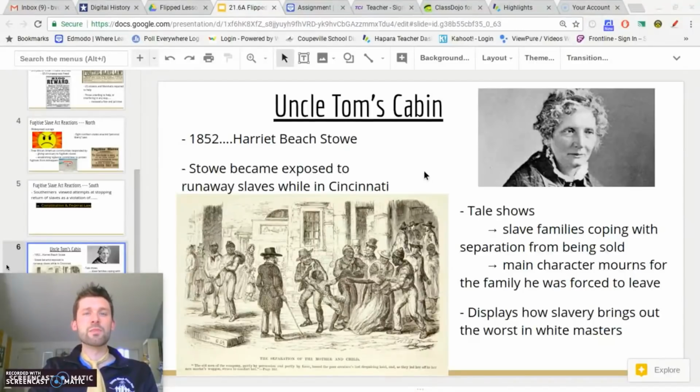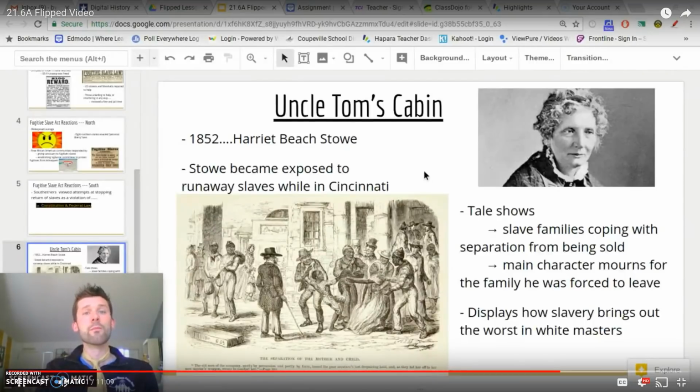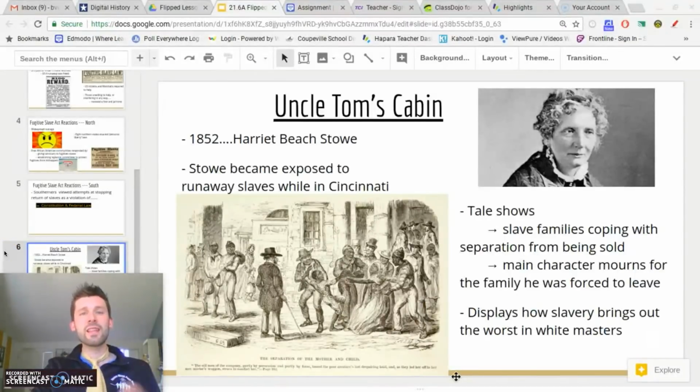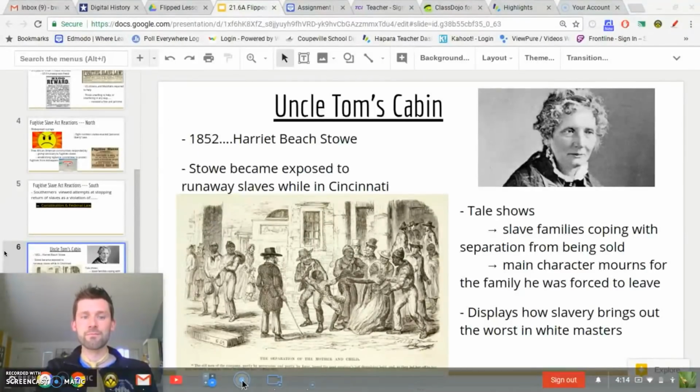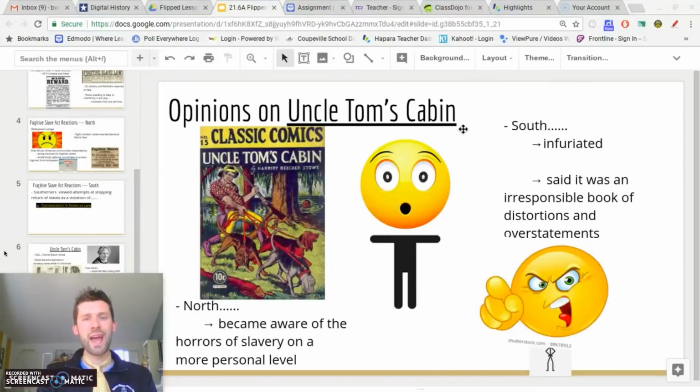The novel also takes the perspective of the fact that slavery brought out the worst in white masters, and that slavery led these men and women to what's called moral atrocities, terrible acts that they would not normally commit on any other occasion. The opinions on Uncle Tom's Cabin varied from the North to South as much as opinions and reactions to the Fugitive Slave Act.